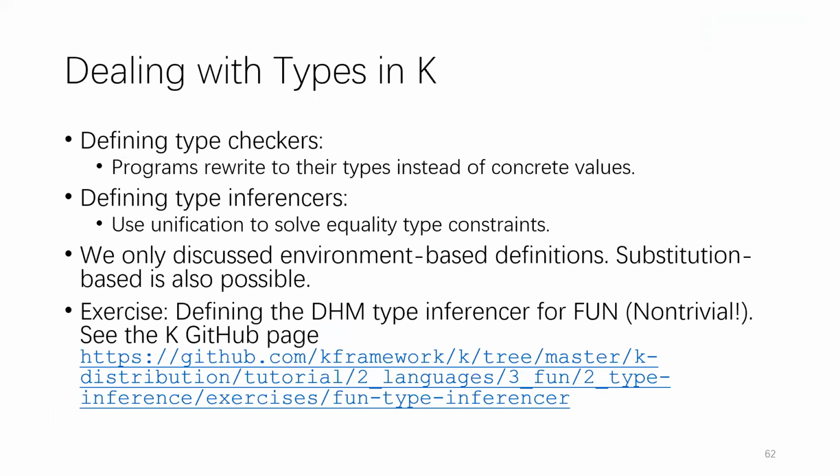All right, so we talked about the type checkers, we talked about the type inferencers, so basically it's just using unification to solve equality type constraints. And we only discussed the environment-based definition, but substitution-based ones are also possible. And the exercise will be defining the DHM type inference for fun, which is highly non-trivial, but the same principles will follow.